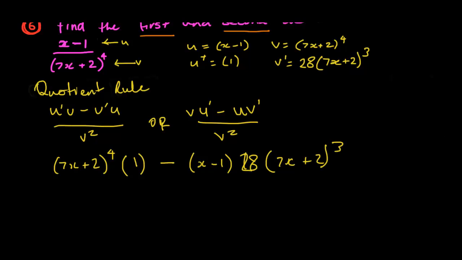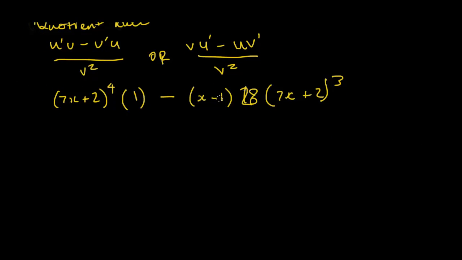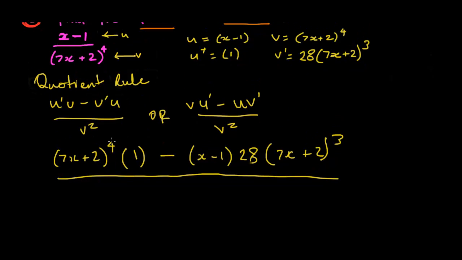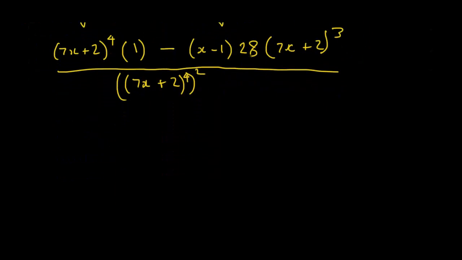Here we go, I'm going to make this a bit neater for you. Now we know that this is over v squared, so I'm going to write that out as well. v squared here is (7x plus 2) to the 4, all squared. We can simplify that later on, but let's just do this for now. Let's simplify a little further. (7x plus 2) to the power of 4 times 1 is just (7x plus 2) to the power of 4.